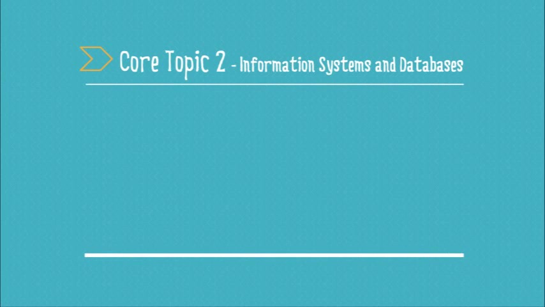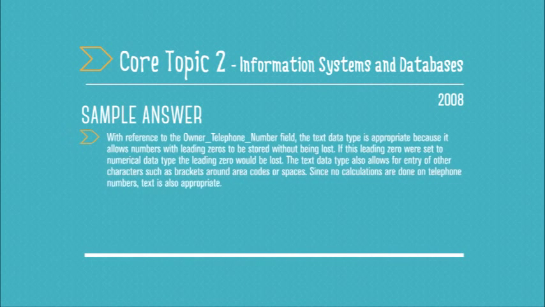So, an answer to this one. The owner telephone number has been set as text because it allows numbers with a leading 0, like a mobile phone number, for example, 0421, for that leading 0 to stay there. If we were to set it as number and put a mobile phone number in there, then that leading 0 would be deleted. Text data allows that data entry to occur. And since no calculations are going to be done on that telephone number, then text is appropriate.